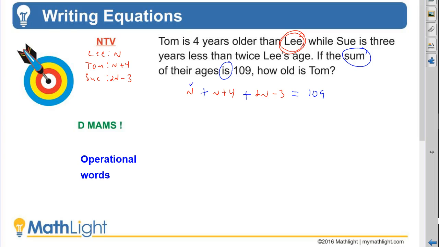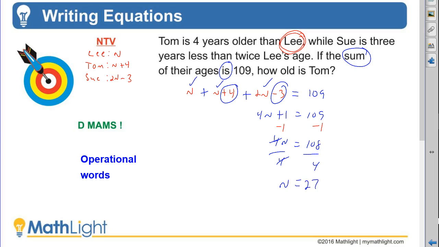Okay, we're going to finish this off. Remember, let's add like terms. 1n and 1 more n is 2n, and 2 more n's is 4n. And then we all know a positive 4 and a negative 3 is a 1. 109. And look, now it's just down to moving things around. Add a negative 1 to both sides. We've got 4n equals 108. Let's divide both sides by 4. Divide the left by 4. Divide the right by 4. And we have what? Let's see. 4 goes into 28 seven times, so n is 27.